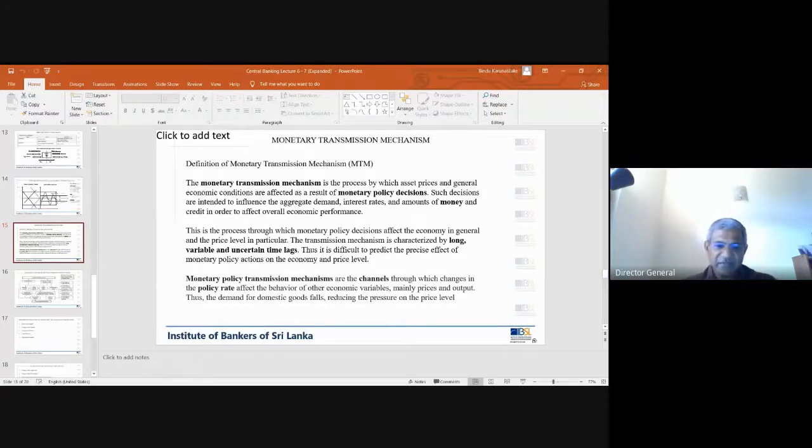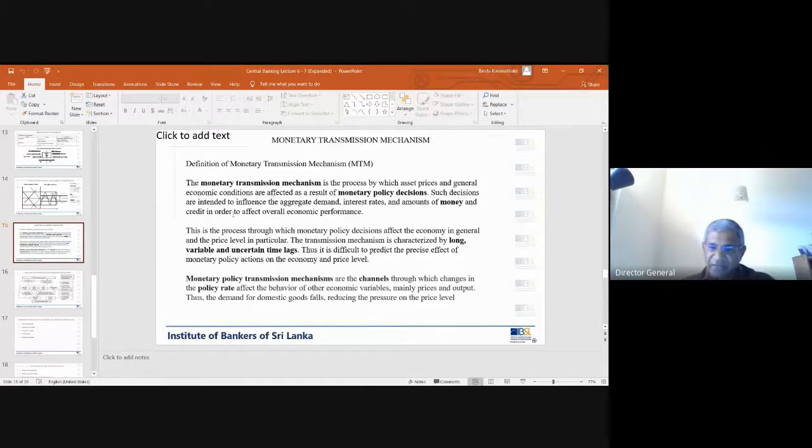Did we discuss this last time? Anyone who can remember? The camera is not visible. Okay, now you can see me. Did we discuss this monetary transmission mechanism in detail, or did we just introduce it? Anyone who can help me? Hello, Sachintra, or Patum? No one talks. No, we didn't discuss. Okay, right, then we will discuss it today.